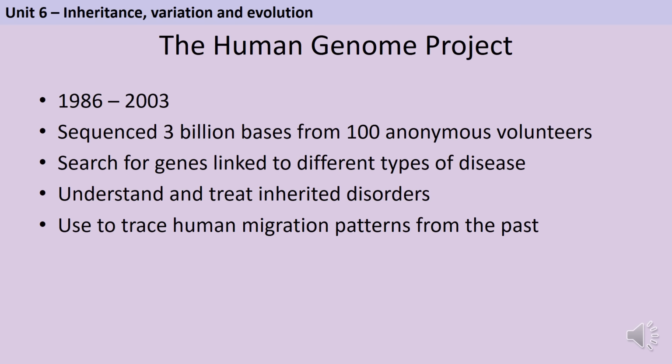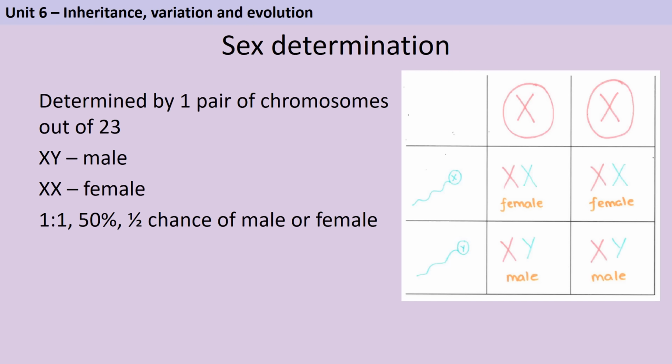In humans, sex is determined by one pair of chromosomes out of the 23 pairs that you have, and these are called the X and the Y chromosomes. If you're looking at a picture of the chromosomes, the X chromosome is a large, full-sized chromosome, whereas the Y chromosome is really, really small. Over thousands of years, it's shrunk and shrunk and shrunk until it's really quite tiny.